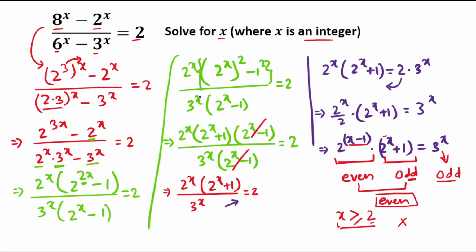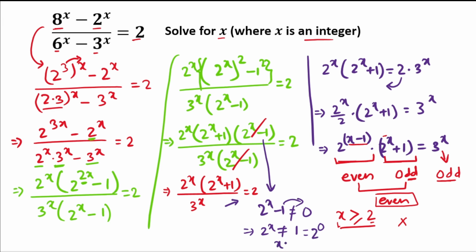Now this term, where we have cancelled 2 raised to the power x minus 1, the value of this term should not be equal to 0. So the value of 2 raised to the power x should not be equal to this value that we take to the right hand side, which will be 1. Now 1 we can write as a power of 2, that means 2 raised to the power 0. So from here we can calculate that x should not be equal to 0.